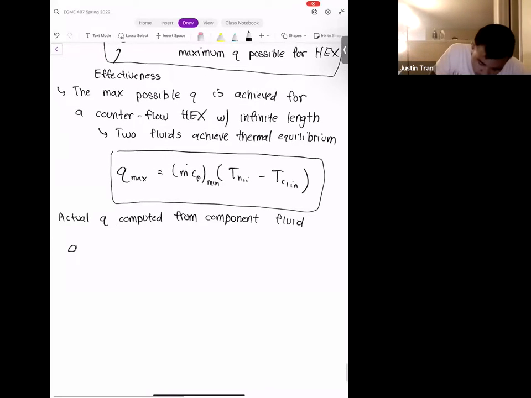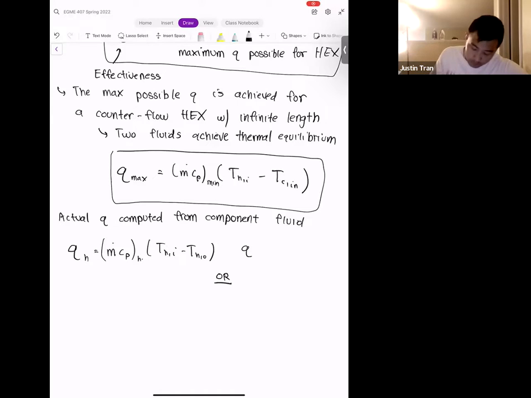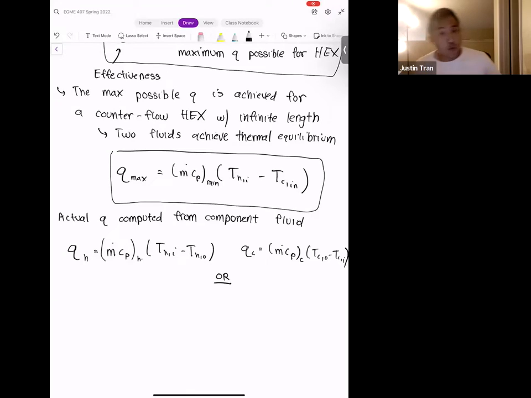You can do that either from the hot or the cold fluid, so it depends on what you're given in the problem. For example, for the last problem, we could compute the Q of the hot fluid, which would be m dot Cp of the hot fluid multiplied by T_h,i minus T_h,o. Or you can compute it from the cold fluid if you're given both of those temperatures, so this would be m dot Cp of the cold fluid multiplied by T_c,o minus T_c,i. You can use either one of these for the actual heat transfer. It really depends on what you're given in the problem.